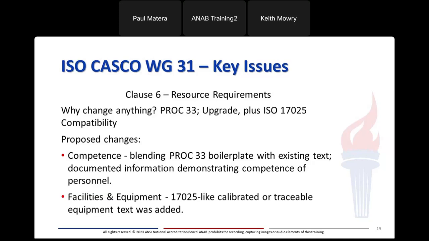One of those is around competencies, blending Proc 33 boilerplate with existing text. That really helped align it. Documented information demonstrating competence of personnel is something that we focused on. Facilities and equipment: there's been a long-standing debate about, I'm an inspection body, I don't really use that much equipment, and whatever I do use, I don't necessarily need to have it calibrated or traceable. And the current standard was a little soft on that. So there's been an effort to bring more of the language in line with 17025. To be clear, any piece of equipment that was used in a conformity decision always needed to be traceable to one degree or another. This new language brings it more into line with 17025. Next slide.